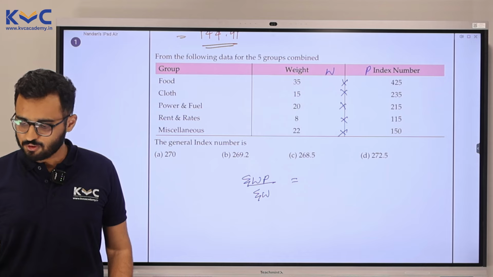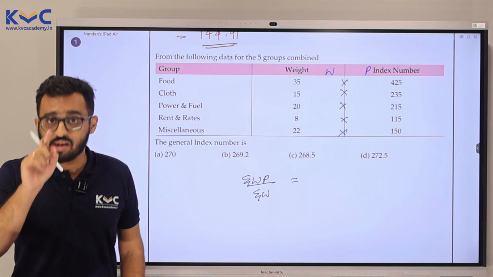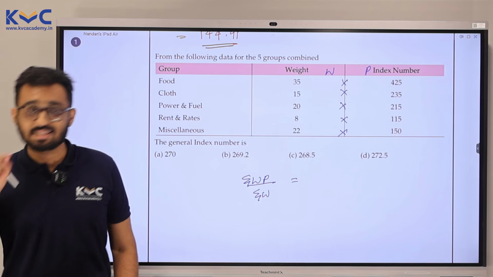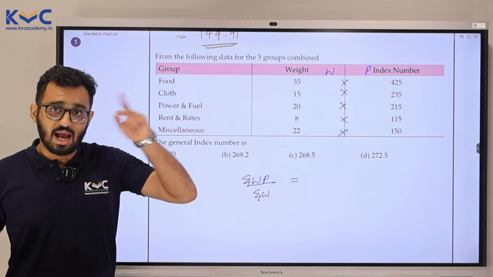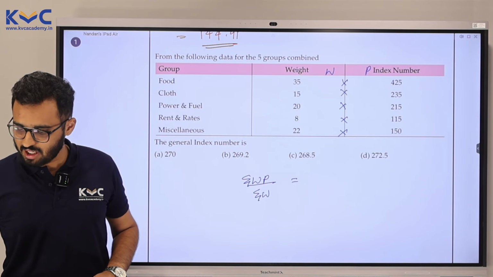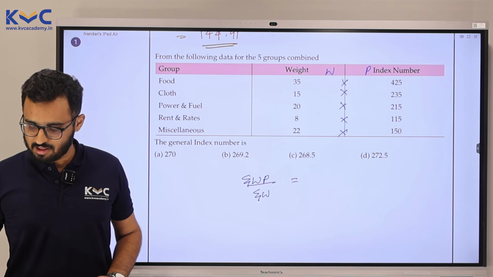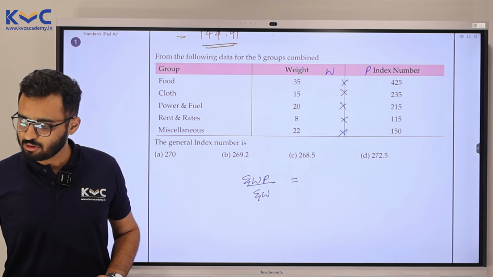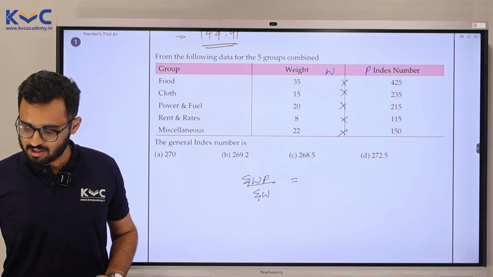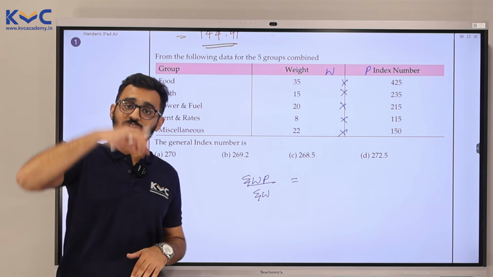So 35 into 425, 14,875. You get this in your calculator. Now press M plus. That means add this number to the memory. Next 15 into 235 is equal to 3525, M plus. Next 20 into 215 is equal to, M plus. 8 into 115 is equal to, M plus. 22 into 150 is equal to, M plus. Now recall everything that is in the memory.